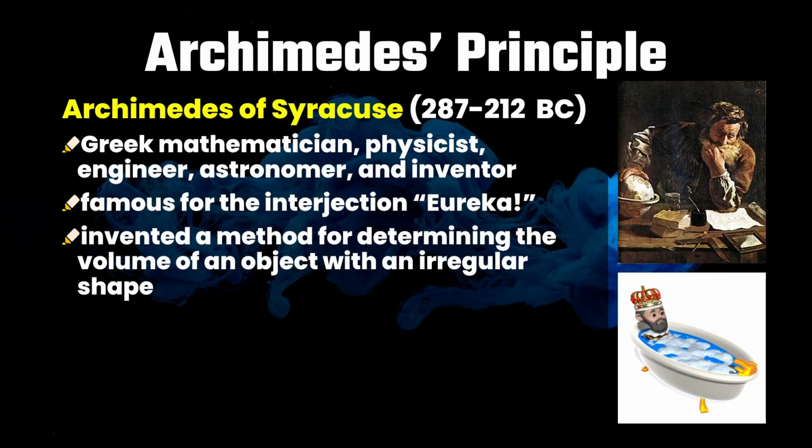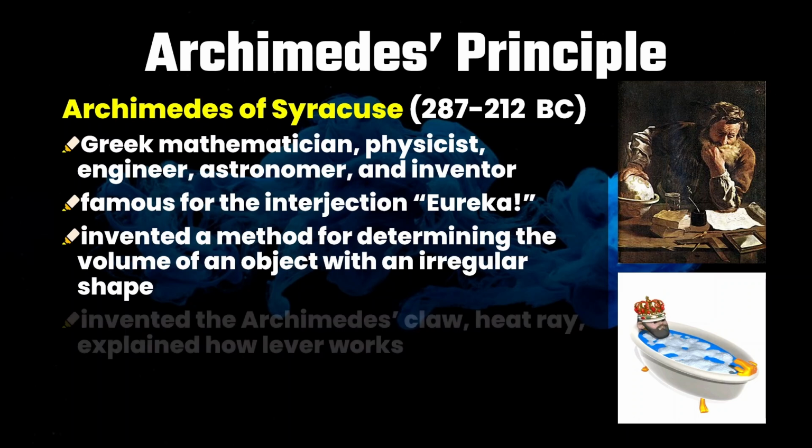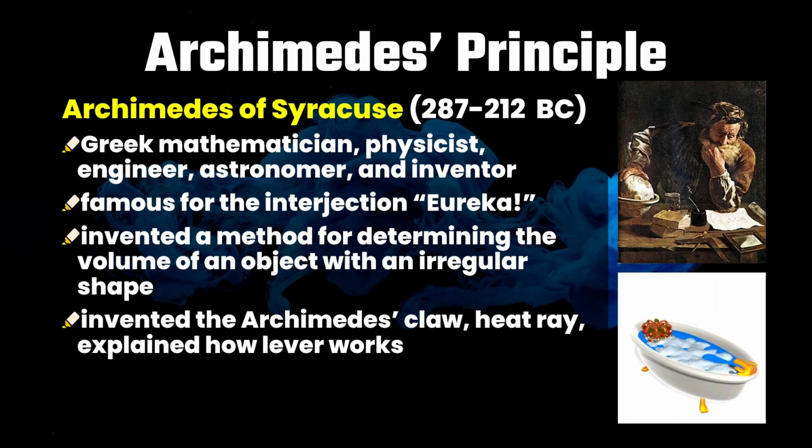He was famous for inventing a method for determining the volume of an object with an irregular shape. And we now know this process. The process is called the water displacement method. And he was famous for the interjection Eureka, which means I found it. Legend says that he yelled this after discovering how to measure the volume of an irregular object using water displacement. We've learned that in our first lesson in prelims. That discovery laid the foundation of understanding about buoyant force.